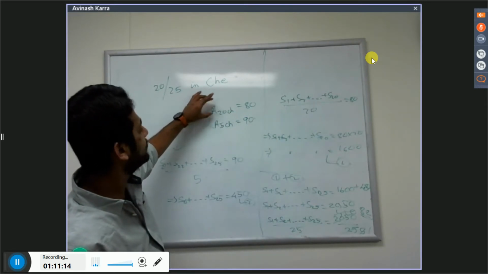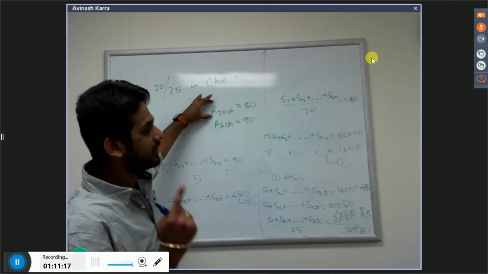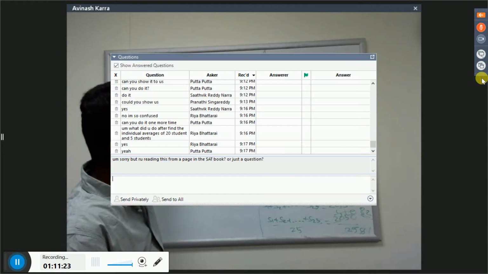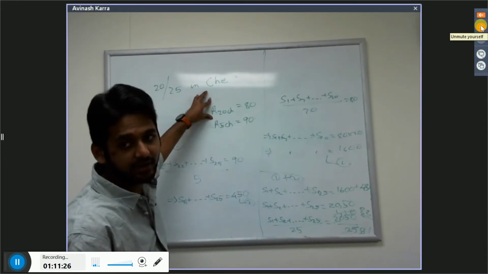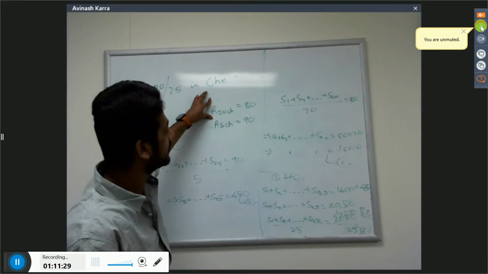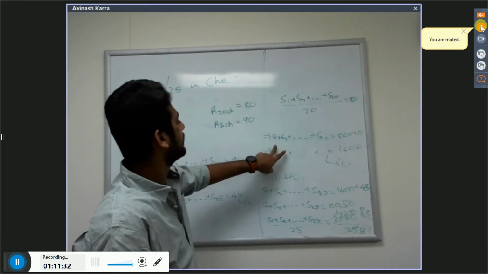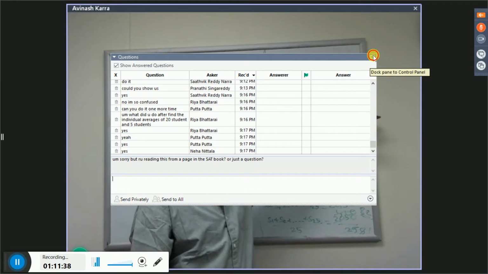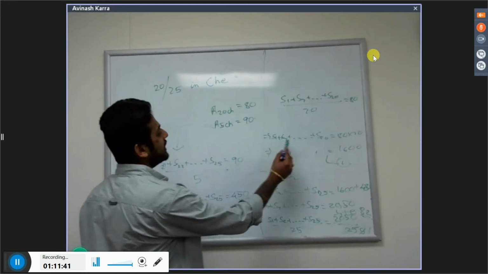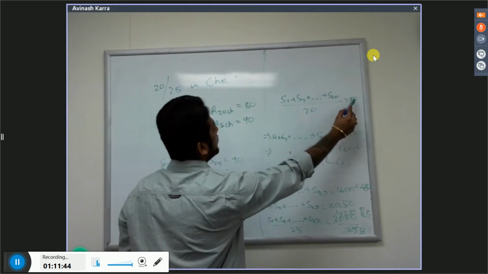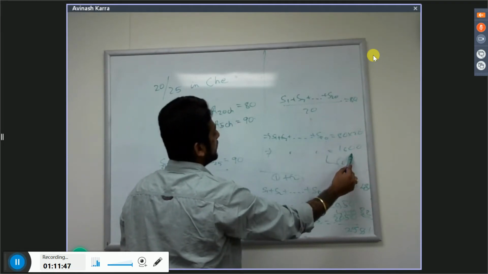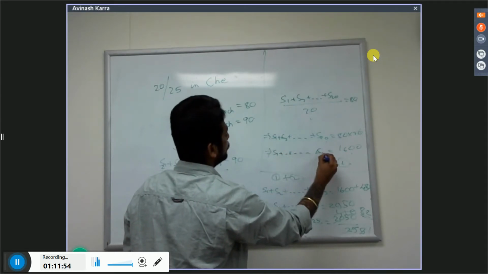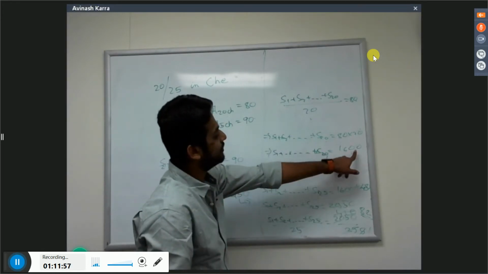How am I getting this? I'm getting this from this, right? Till here, is it fine? This is the main thing. From now, what is 20 doing over here? It's dividing. When it goes to the RHS, it multiplies. So S1 plus so on to S20 is equal to 80 into 20, nothing but 1600. So S1 plus so on to S20 is equal to 1600.